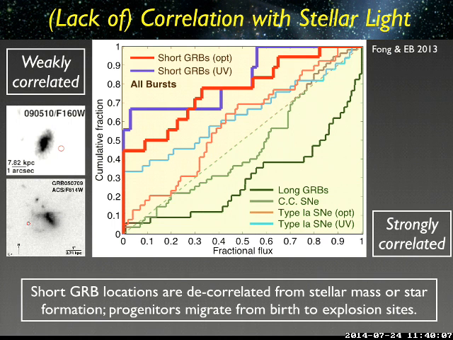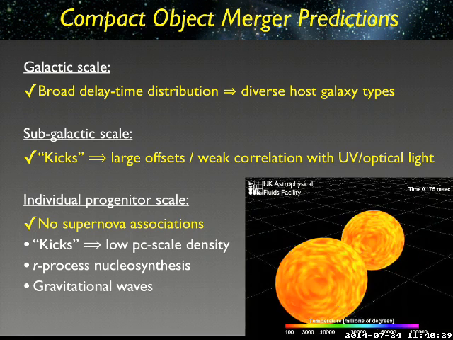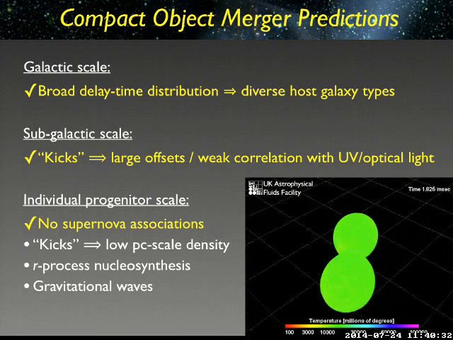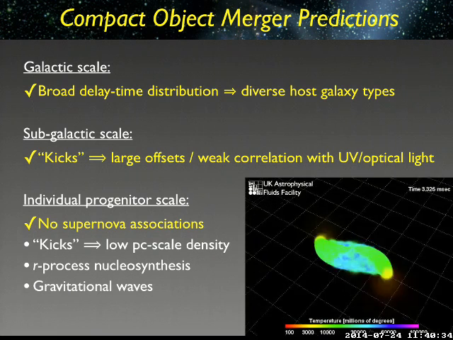This is a somewhat different way to look at the problem, but it leads to the same conclusion: the progenitors are traveling. They must have been born where the stellar mass is distributed, but by the time we see a short GRB, they're decorrelated from where the stellar mass is. So the only way to do it is to move them around, and that's what we expect for kicks. So I think we have reasonable evidence for these kicks.